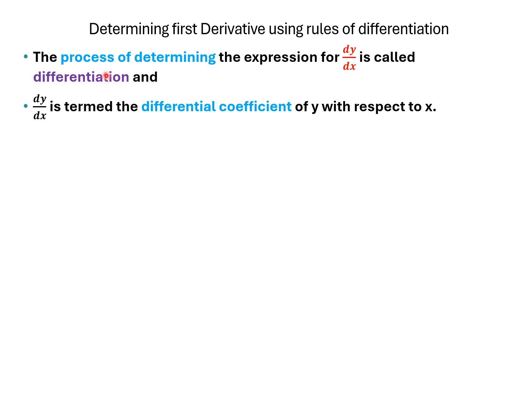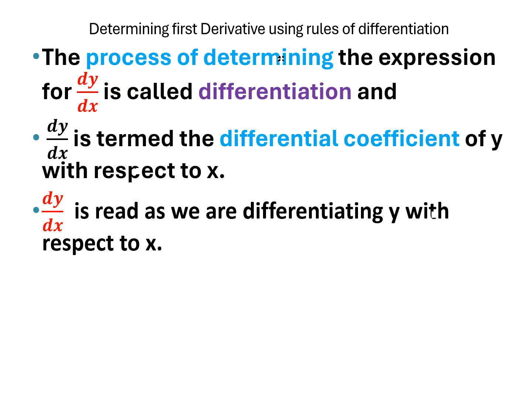From previous lessons, just refreshing, the process of determining the expression for dy over dx is called differentiation. It's read, differentiate y with respect to x. And dy dx is termed the differential coefficient of y with respect to x. So there I'm finding the differential coefficient of y with respect to x. Thus, dy over dx is read as we're differentiating y with respect to x, or we're finding the differential coefficient of y with respect to x.